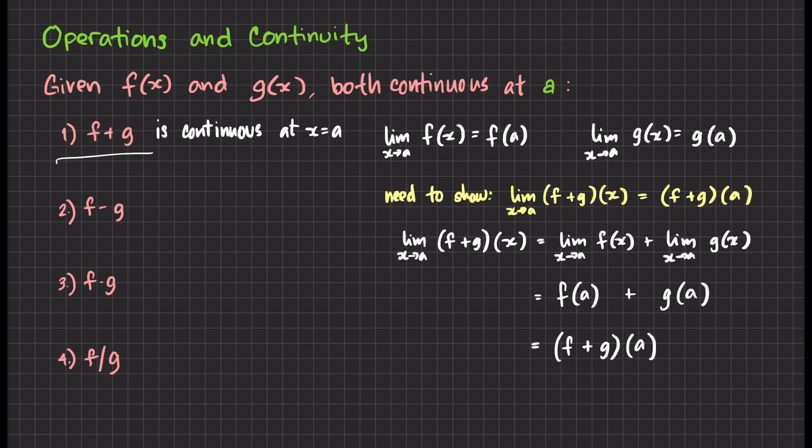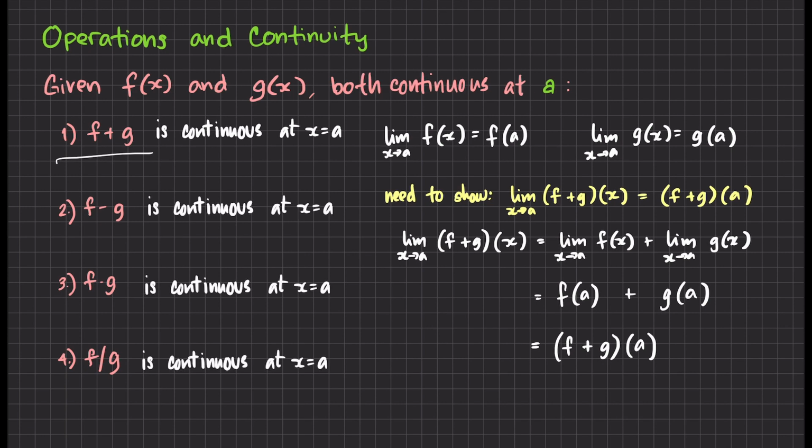Now, pwede nyo gawin yung similar na proof, similar na argument to show that the difference of f and g is also continuous at x equals a, the product is continuous at x equals a, and the quotient is continuous at x equals a. As long as, syempre, the denominator is not 0 whenever x is equal to a. So, g of a is not equal to 0.